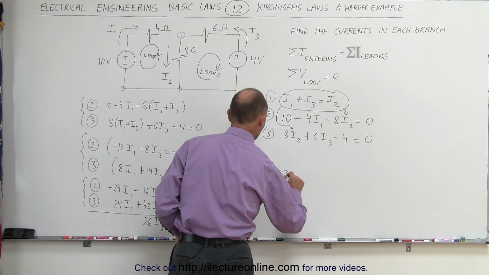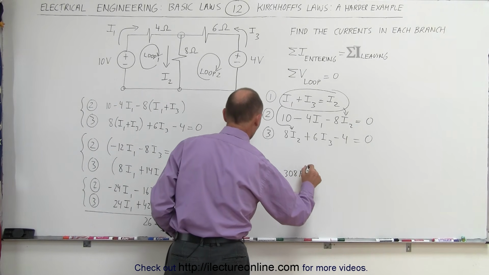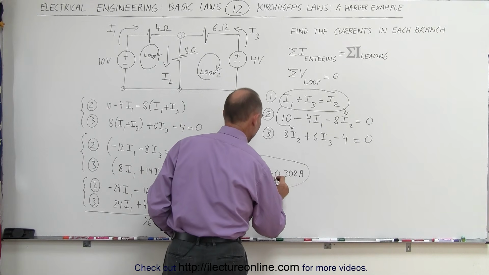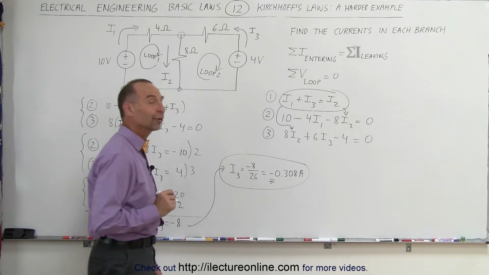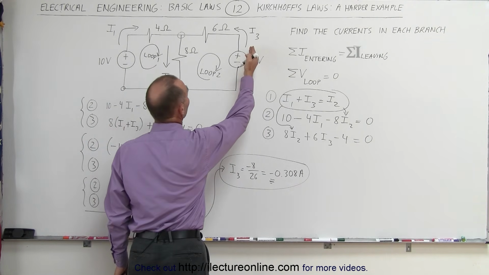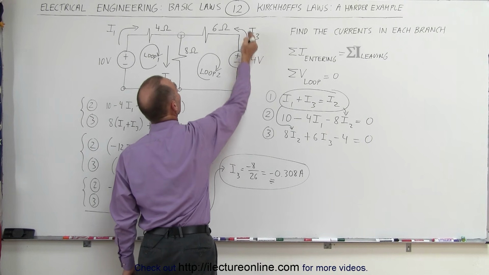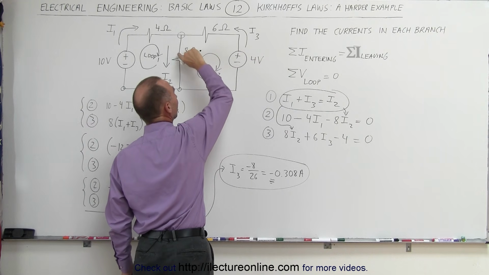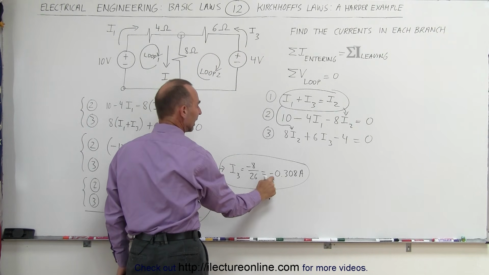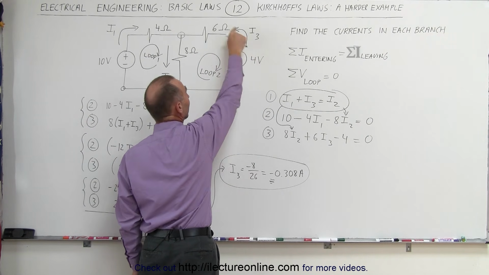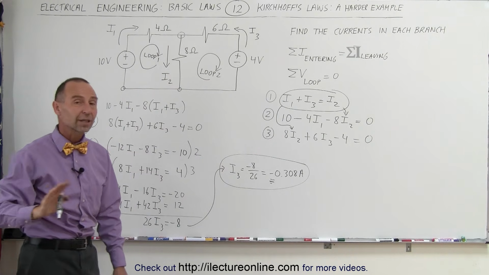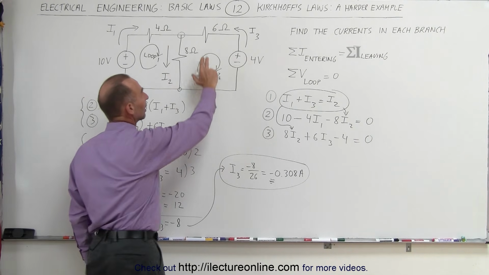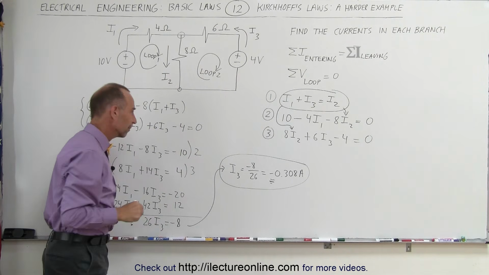Minus 0.308 amps. Notice that we end up with a negative current, which means my initial assumption that the current was in a counterclockwise direction in this loop is actually wrong, it's in a clockwise direction. So the negative indicates that the actual current is in the opposite direction. But that's okay, we can leave it like that. We can then realize the current is simply in this direction.